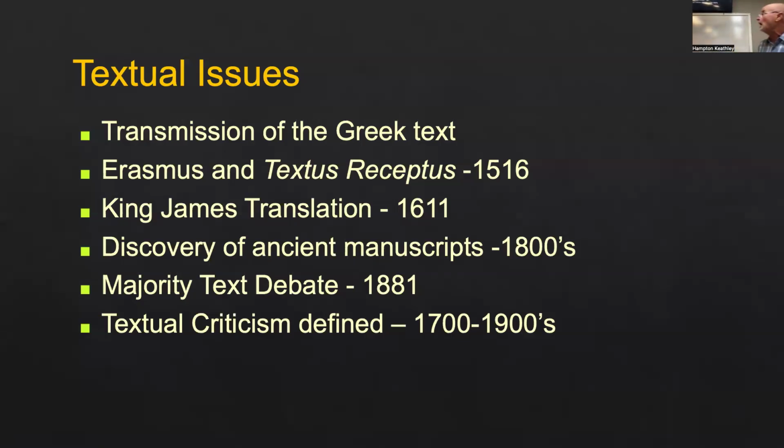Okay. This is a continuation of last week in that we started talking about textual issues. And we talked about how the Greek text was copied and distributed around the Mediterranean, and that Erasmus took 6 Byzantine manuscripts, made the Textus Receptus. And then the King James used that Greek text for its foundation for the New Testament.